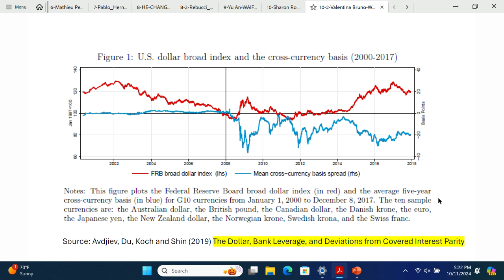Sharon, in her paper, you cite Wenjin Du's papers and co-authors 22 times, but I give you one more citation on Wenjin's work, and I think this is the most relevant paper for that study. And this chart is taken from another paper with Stefan, Wenjin, Catherine, and Yoon. So here we have the broad dollar index in red and the mean cross-currency basis for G10 currencies in blue. And as you see, since the financial crisis, the two lines are again moving together. And when the dollar is strong, the cross-currency basis widens the most.